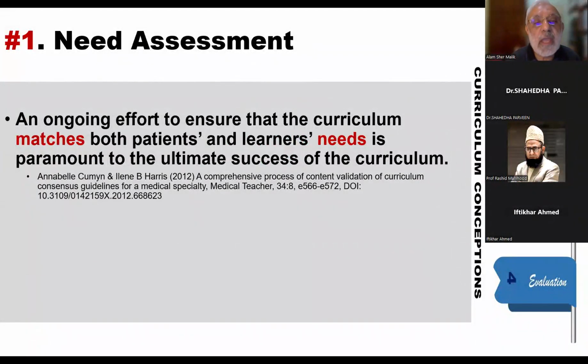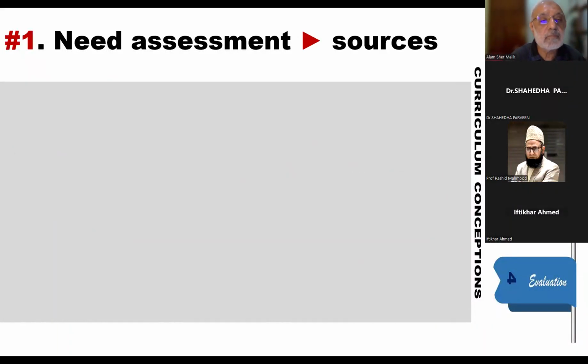An ongoing effort to ensure that the curriculum matches both patients' and learners' needs is paramount to the ultimate success of the curriculum. We know very well that the needs of the students, and based on that the needs of the patients, would keep on changing, and we need to address those changes in our curriculum.